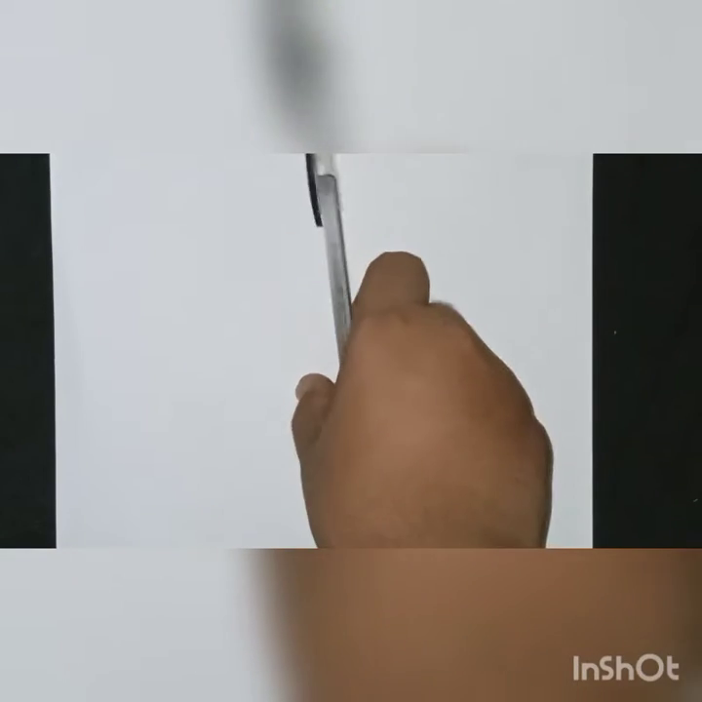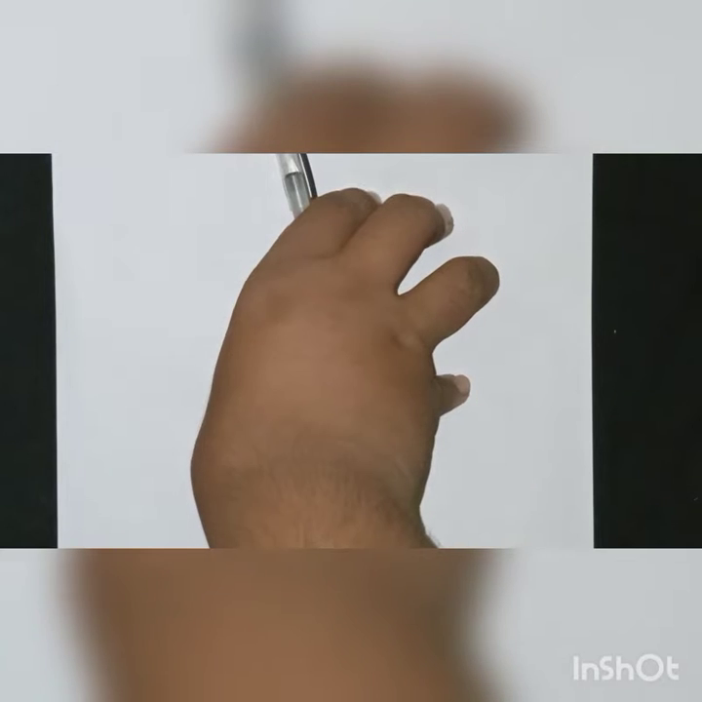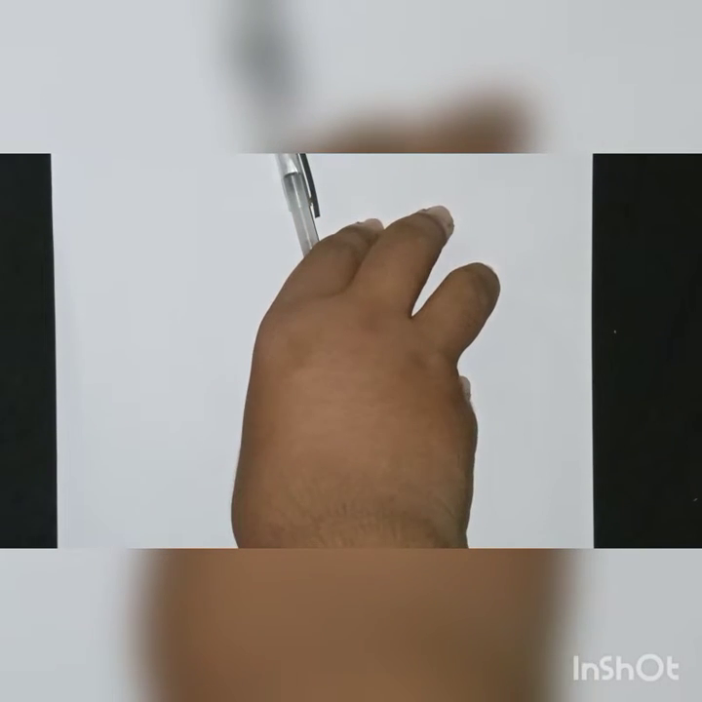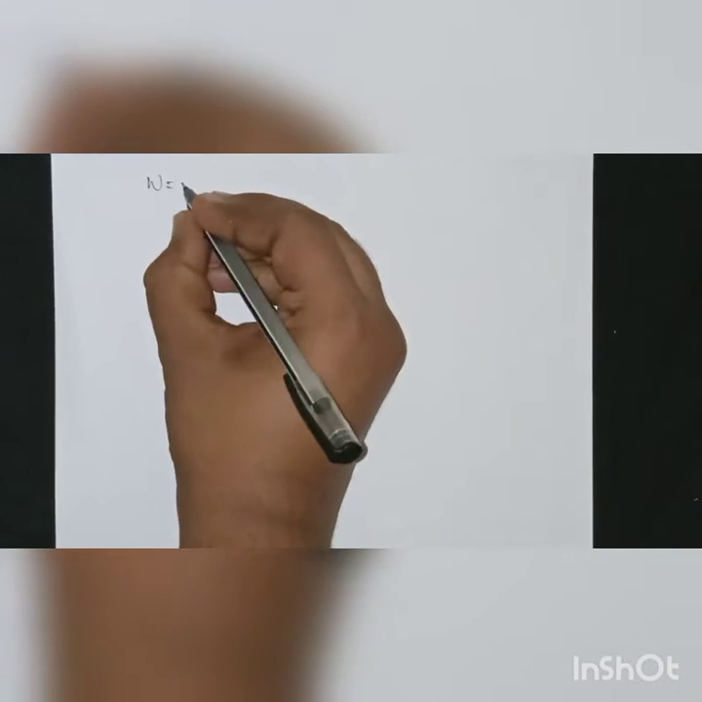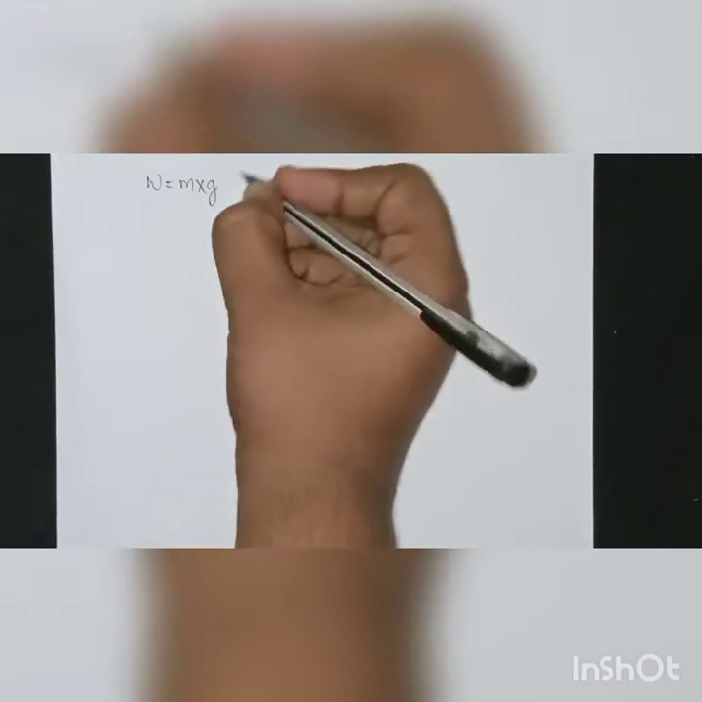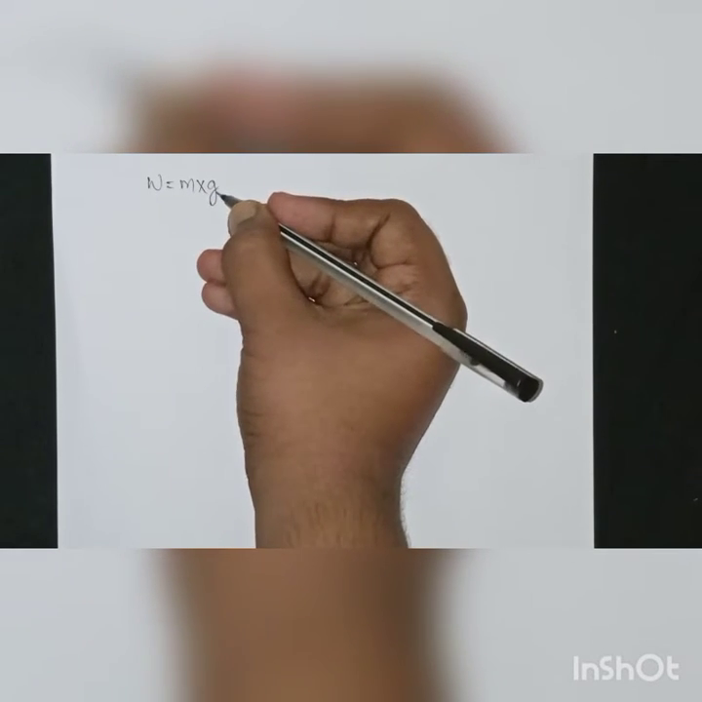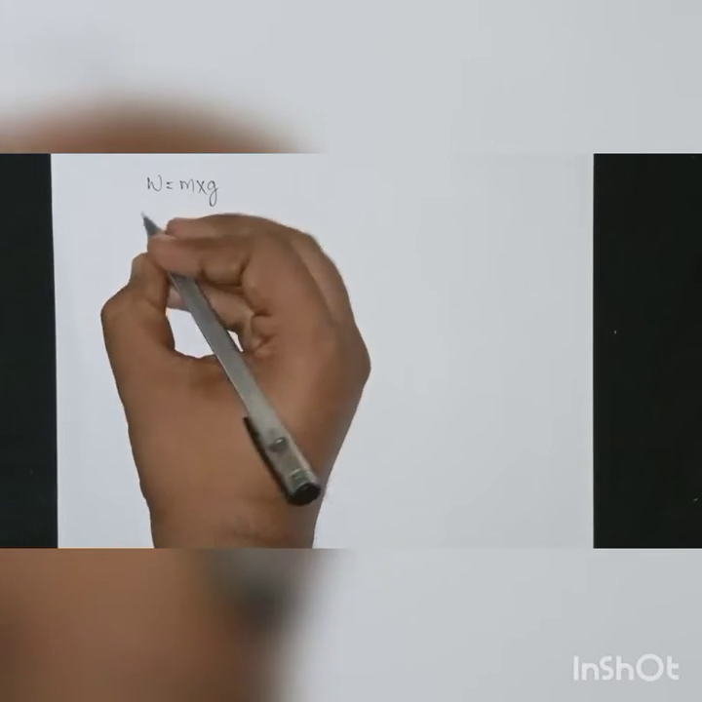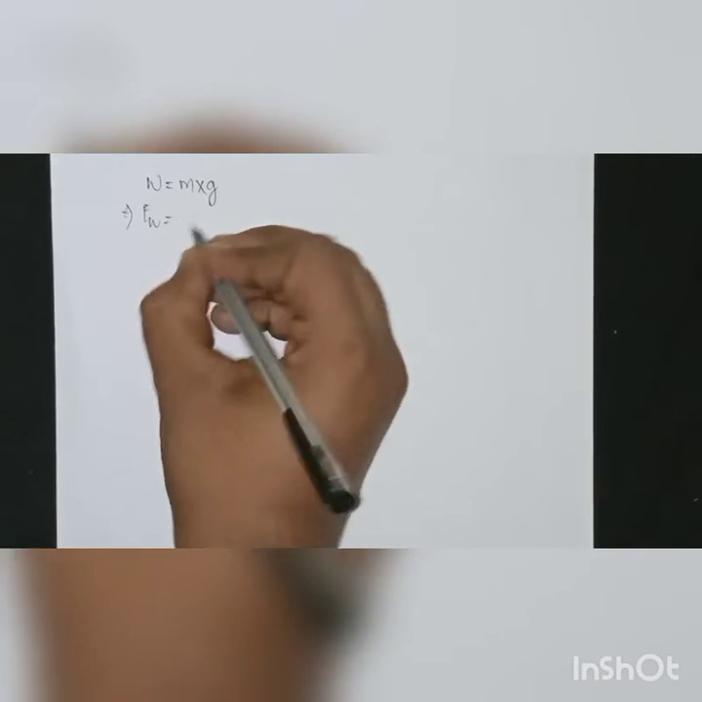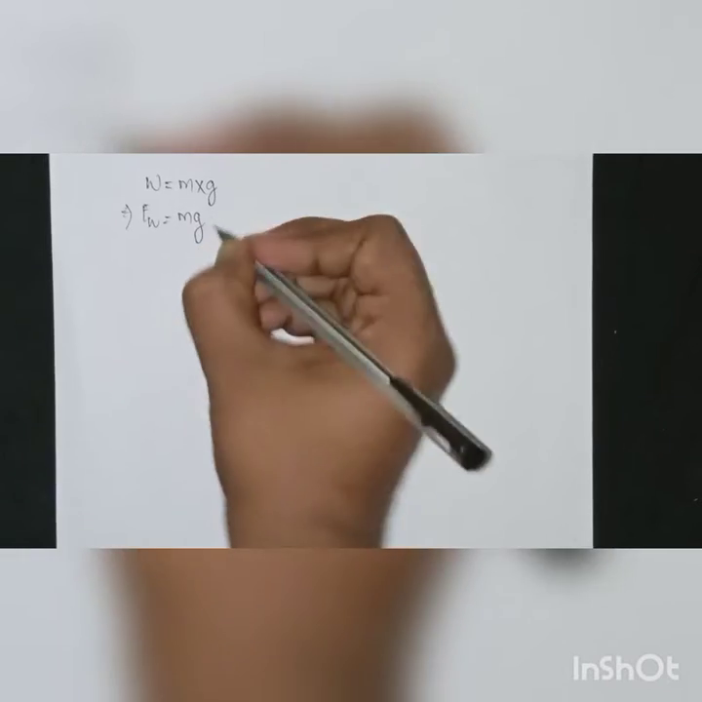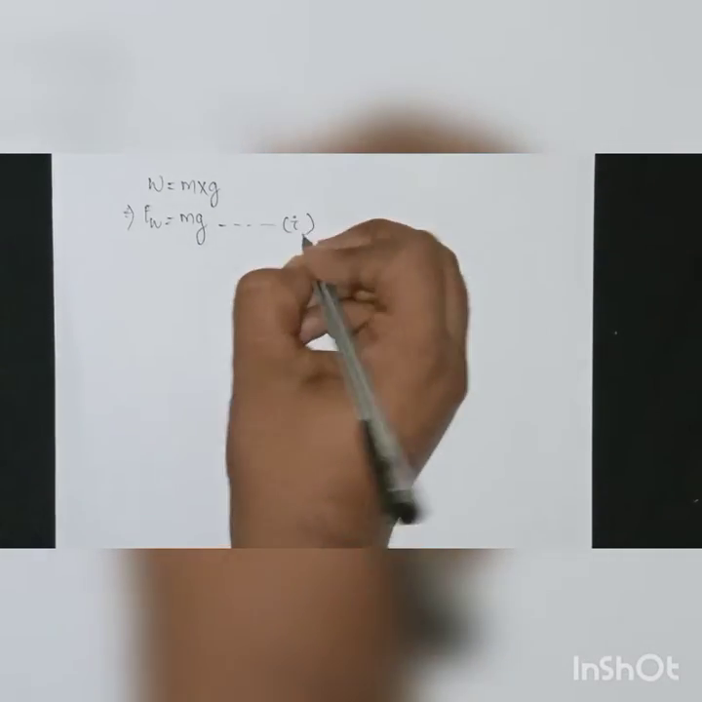At first we're going to talk about another force, and that is the weight force, or simply weight. The weight of a body is equal to the mass of the body multiplied by the acceleration due to gravity. We can write it as W is equal to m multiplied by g, where m is the mass of the body, g is the acceleration due to gravity, small g, and W denotes weight. We can also write Fw is equal to mg. We're going to take it as equation 1, or equation I.